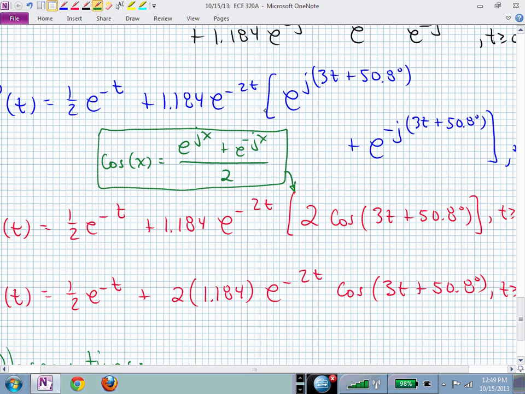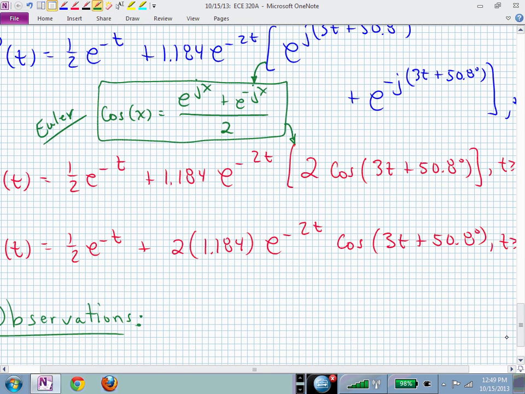So I'm going from there, knowing that fact, Euler, to immediately writing down twice the magnitude, and now I can simply write down that expression for my partial fraction expansion coefficients. Questions on that?